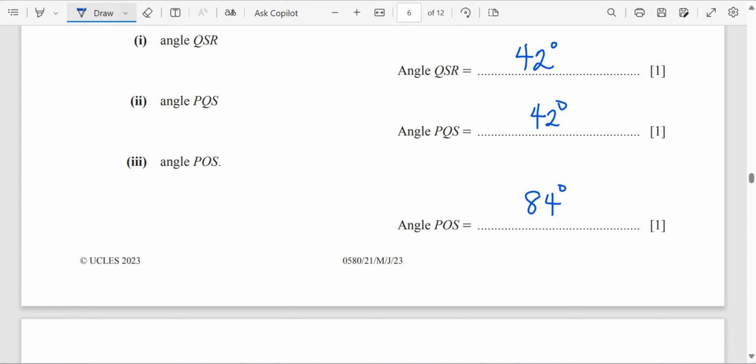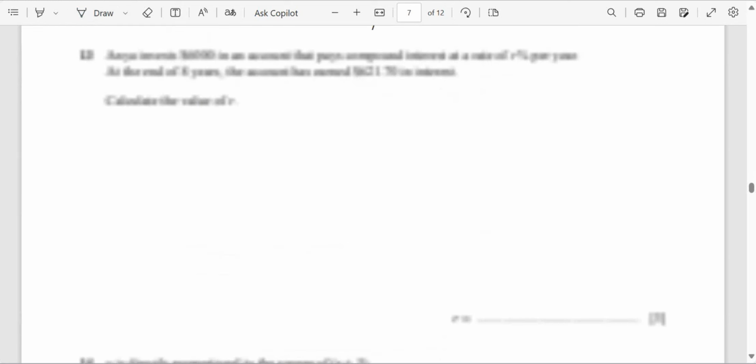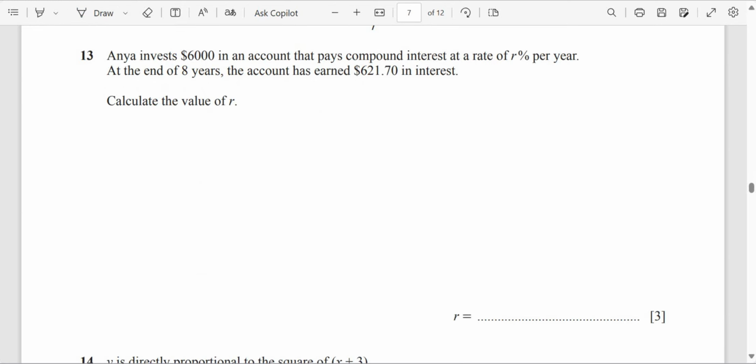Okay, let's see what's the next question. Number 13. Question 13 says Aya invests $6,000 in an account that pays compound interest at a rate of R% per year. At the end of 8 years, the account has earned $621.70 in interest. Please take note of that interest. Calculate the value of R.